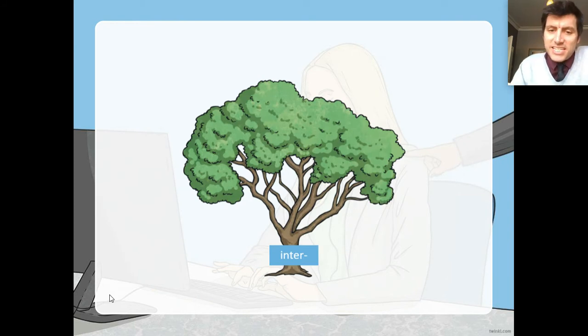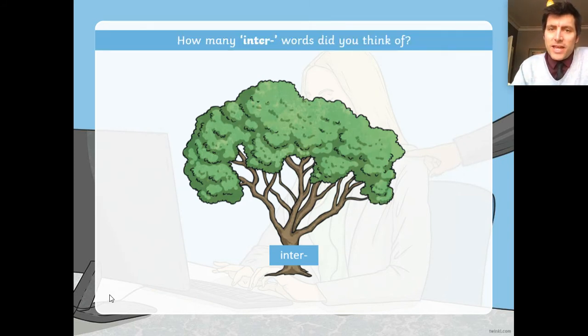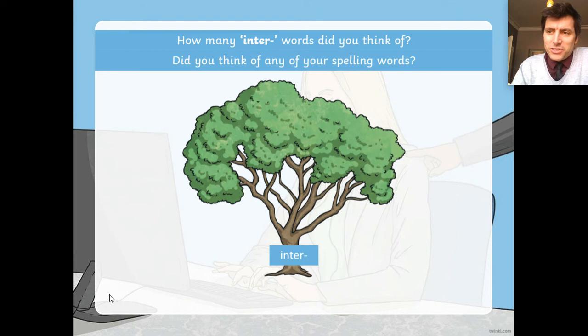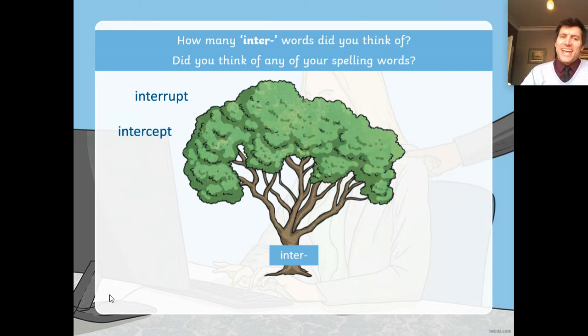Okie dokie. Inter is our root word. And from that, we've got, and did you think of any of the ones that you're spelling today? Let's see. So we've got interrupt. I interrupted you, and you might have thought of interrupt if I hadn't said interrupt. Okay, intercept. So where something is broken up. So communication is intercepted when it's stopped.